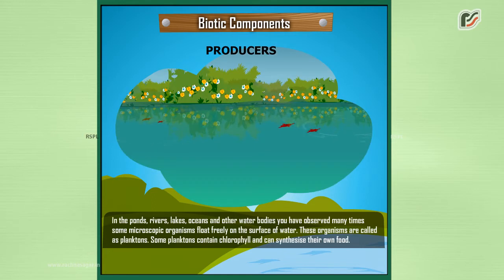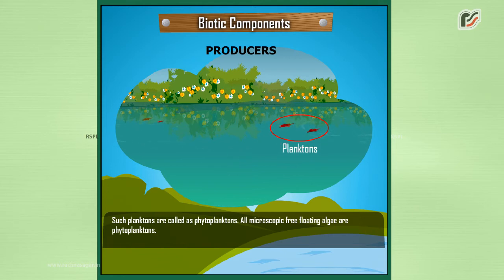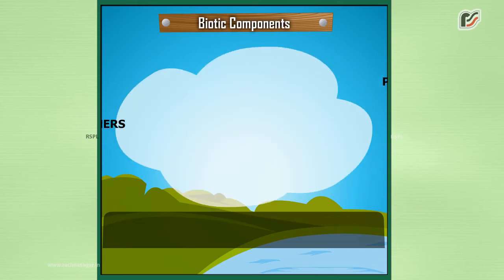In the ponds, rivers, lakes, oceans, and other water bodies, you have observed many times some microscopic organisms float freely on the surface of water. These organisms are called planktons. Some planktons contain chlorophyll and can synthesize their own food. Such planktons are called phytoplanktons. All microscopic free-floating algae are phytoplanktons.